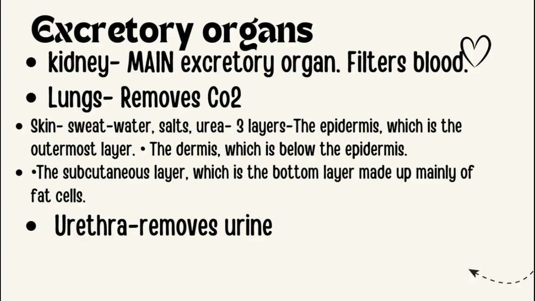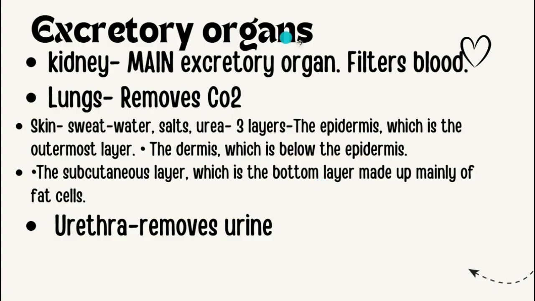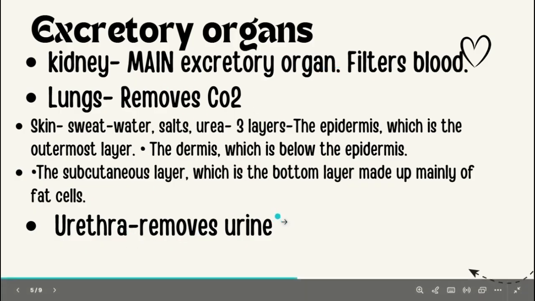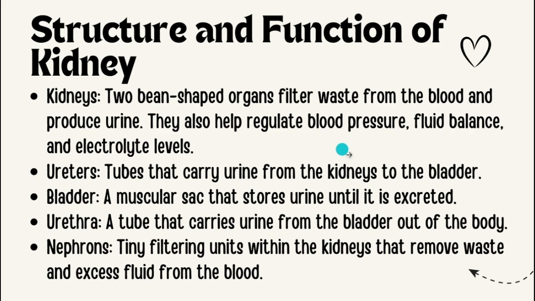And just to know, the urethra removes urine. The kidney filters out the blood and makes the urine, and then the urethra is where the urine passes out to get out of the body. So as it relates to the structure and the function of the kidneys, as I said before, it is the main excretory organ.